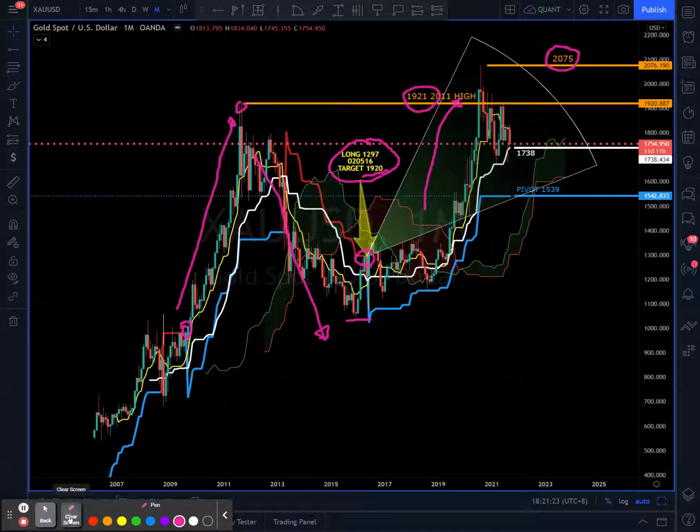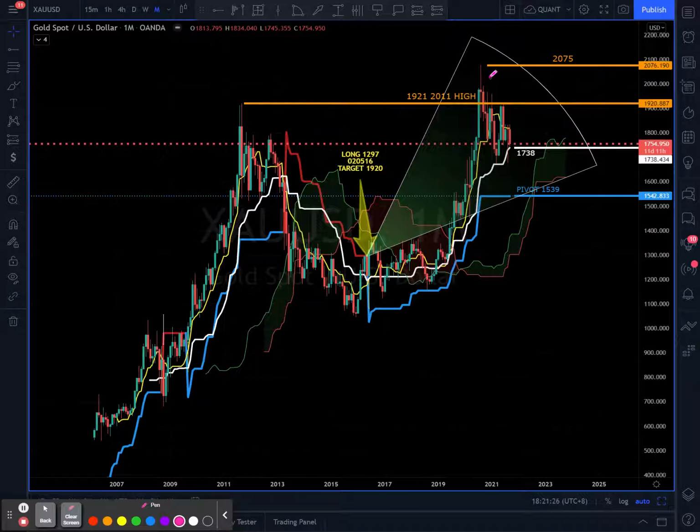2075. So, what is happening right now is that we are seeing a retracement for gold, and essentially, right now, it's sitting on that Kijun line, the white line of the Ichimoku cloud of 1738. It could bounce from here to test that 2075 level, or second scenario, it could pull back, which I would prefer, to the pivot point of the super trend line, which has been supporting this particular rally at 1539, and then a rebound to test that 2075 line.